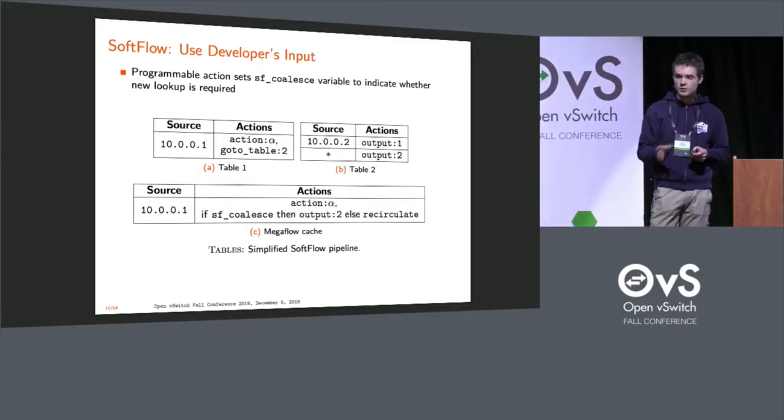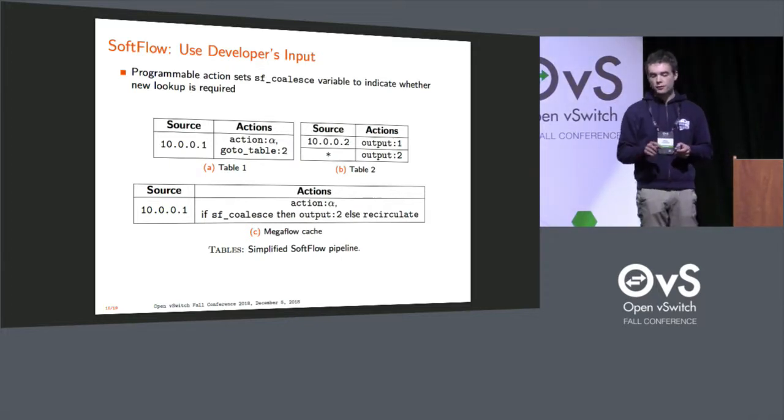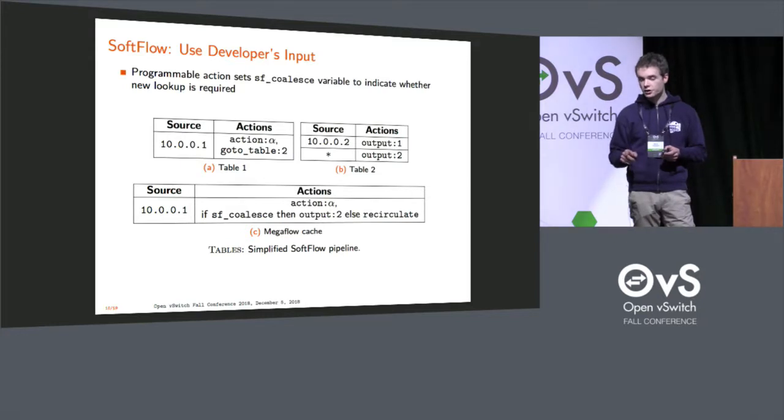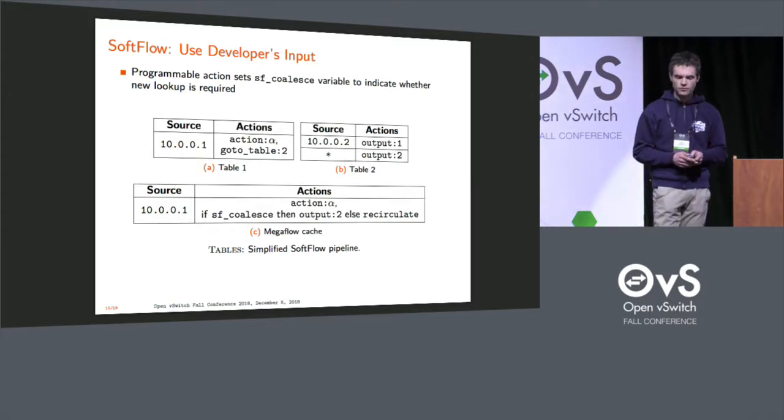In this example, the same example as before, if programmable action alpha changed the source IP address to 10.0.0.2, then I'm going to set sfcoalesce to false in order to recirculate the packet. If it did not change the source IP address, then I can set sfcoalesce to true, and I can just execute the second action and output the packet to port 2.